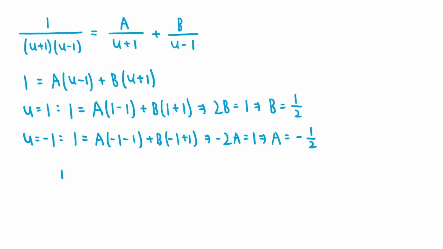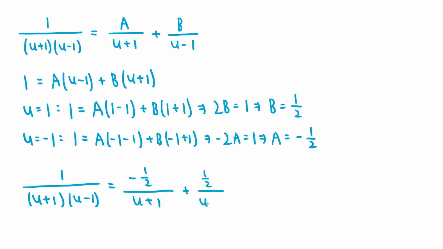So we can rewrite 1 over u plus 1 times u minus 1 as -1/2 over u plus 1 plus 1/2 over u minus 1. And what I've done is just substituted the values of a and b into the right-hand side of this original equation. And we can simplify this expression further and just rewrite this as -1 over 2 times u plus 1 plus 1 over 2 times u minus 1.